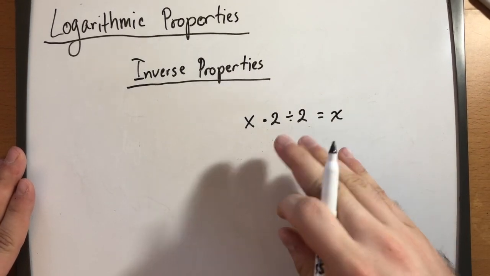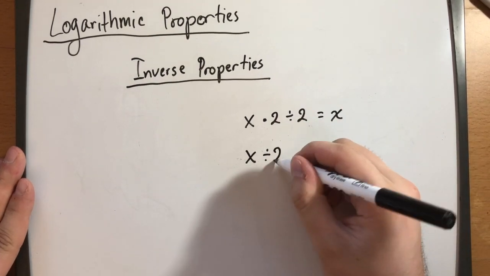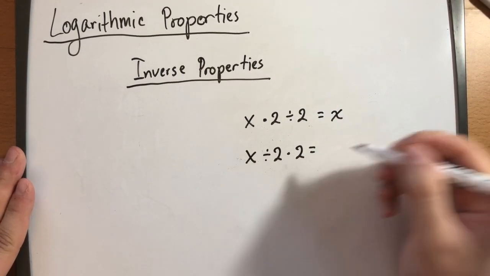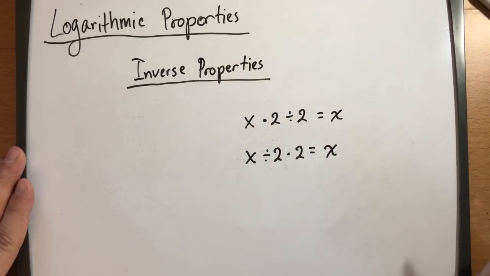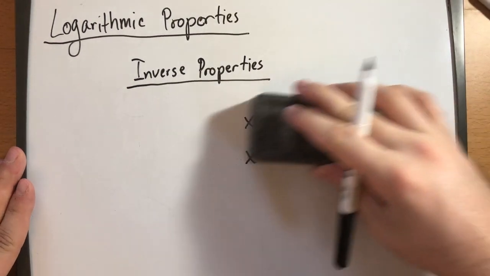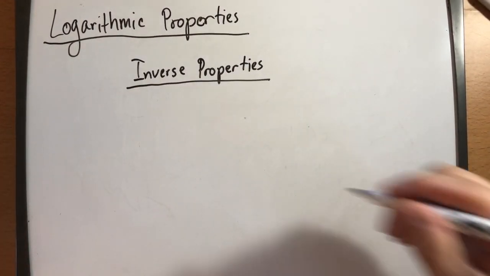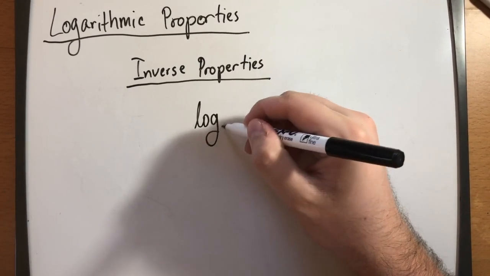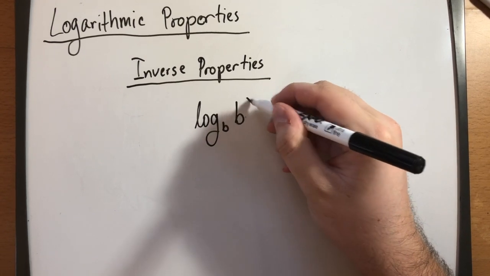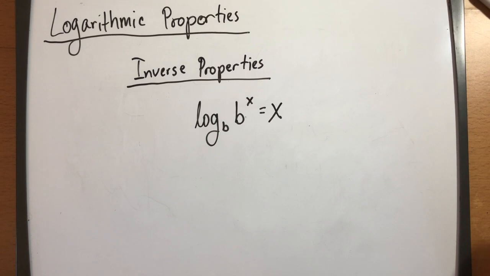And like before, if you were to undo the order, or reverse the order, and you divide by 2 and then multiply by 2, again, you undo the work and you go right back to x. The same thing occurs with logarithms and exponents. So the first inverse property is log base b of b raised to the x. This is equal to x. This is the first inverse property.